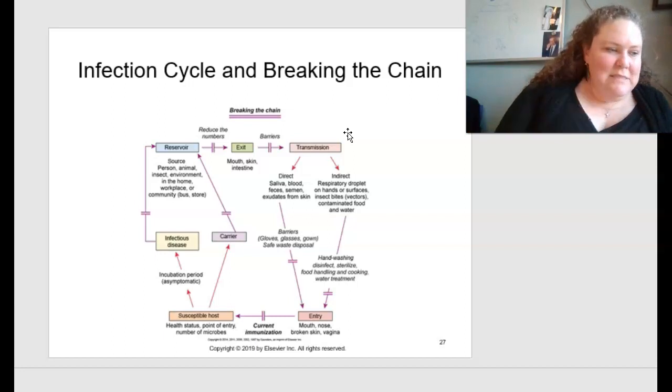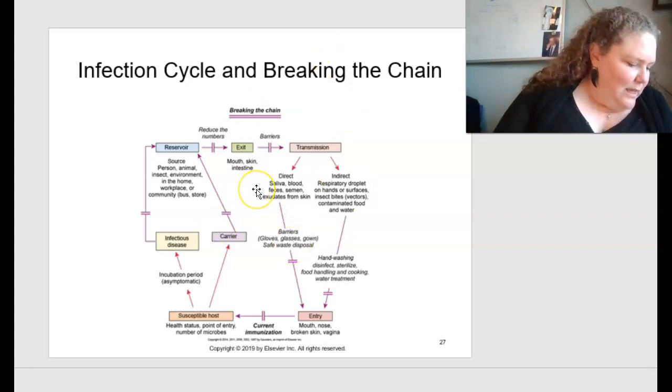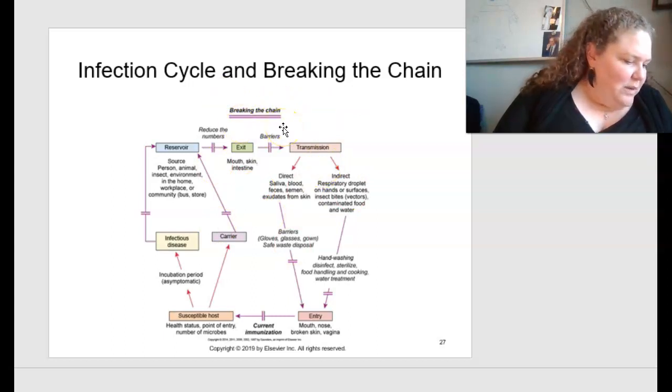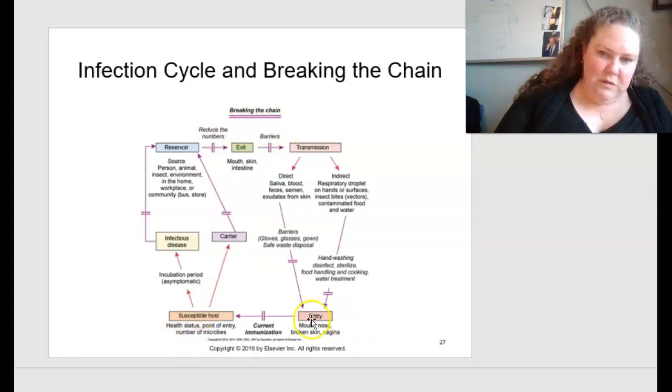Okay, this is on page 103. This is the infection cycle and how we can break the chain. Basically, we start over here with the entry, and then you can stop that by having current immunizations, right? But if you don't, then you have a susceptible host, and depending on the health status, the point of entry, and the number of microbes, they can either become a carrier and then a reservoir, or they can have an incubation period where they're asymptomatic and then they can have the infectious disease.